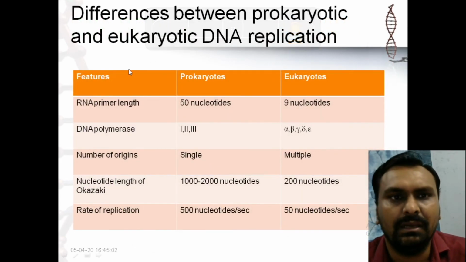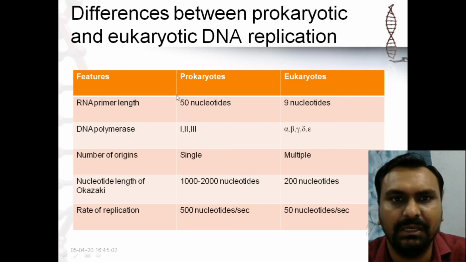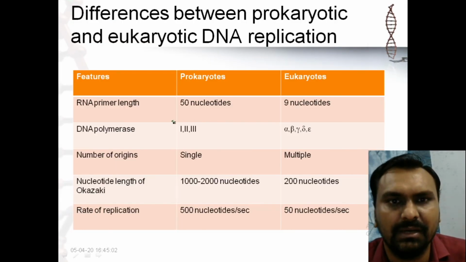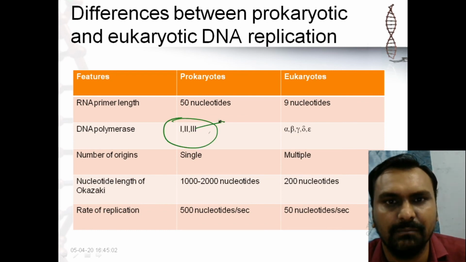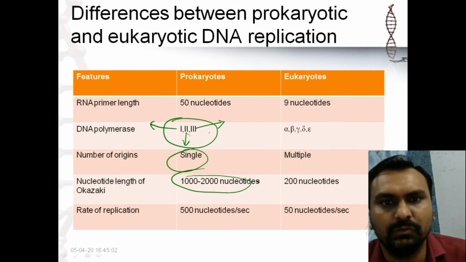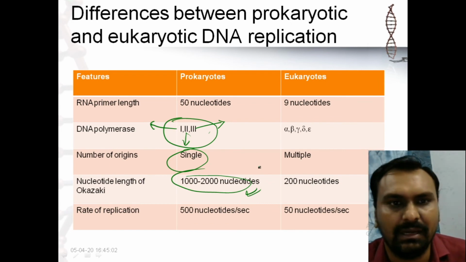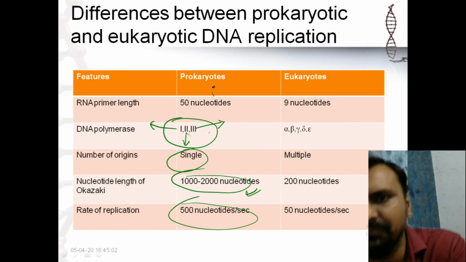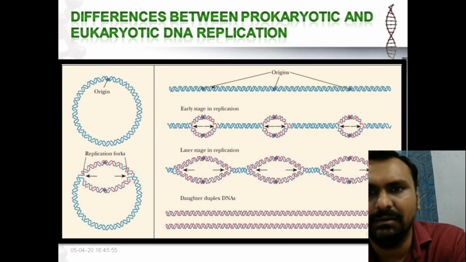Okay, and the RNA primer is around 50 to 100 nucleotides, and prokaryotic DNA polymerases are 1, 2, and 3. So we have seen that the main one is DNA polymerase 3. 1 is for the removal of primer and gap filling, and 2 is for the repair. Okay, there is a single origin in prokaryotes. It adds 1000 to 2000 nucleotides. Okay, so only one condition, that it requires a primer, and the rate of replication is 500 nucleotides per second. Okay, so this is about DNA replication in prokaryotes.